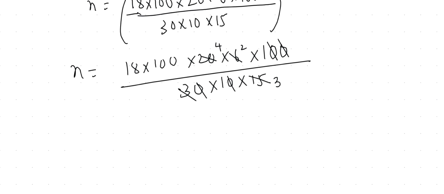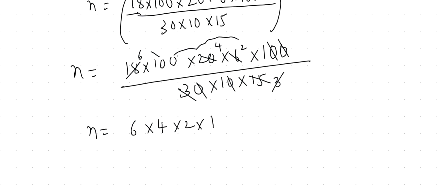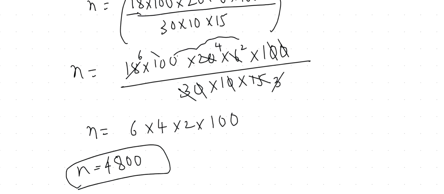Then we have 6 into 100 into 4 into 2 in the numerator, and the denominator has been reduced to 1, so it's redundant now. So 6 into 4 into 2 into 100. 6 fours are 24, 24 twos are 48. So n is 4,800 bricks. This is the count of bricks.